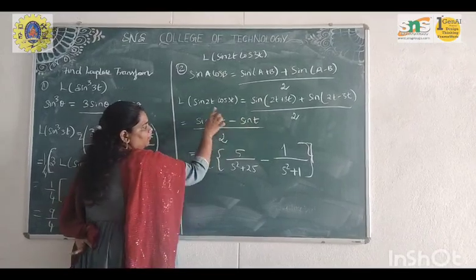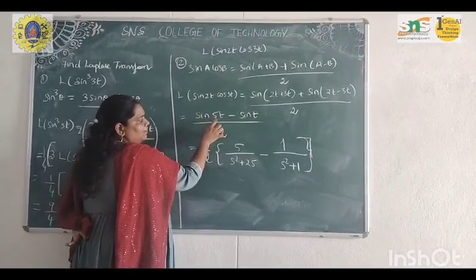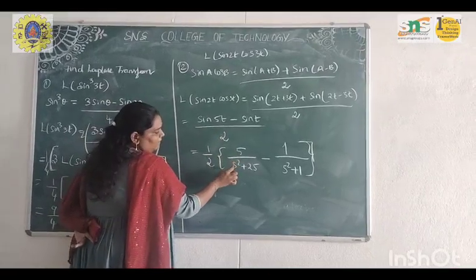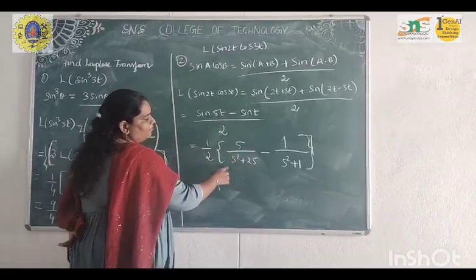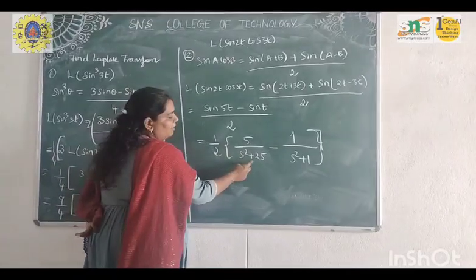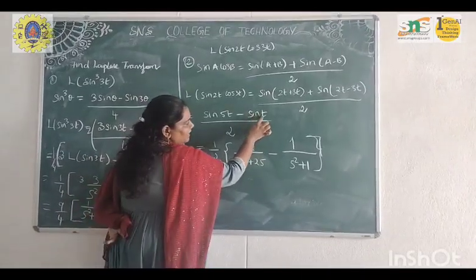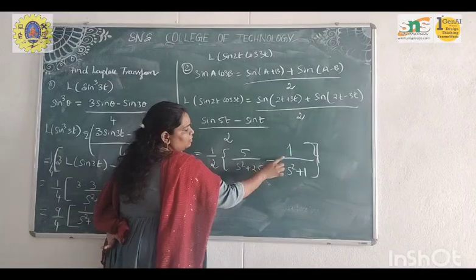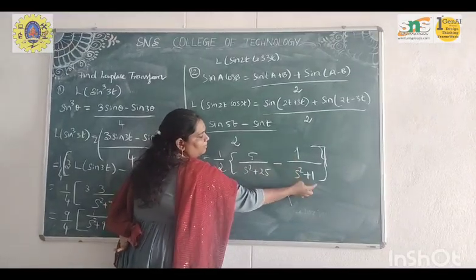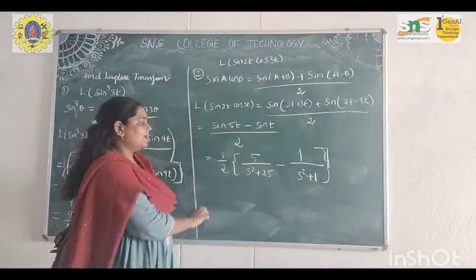So we know the formula for L of sin at, which is a divided by s squared plus a squared. So 5 divided by s squared plus 25 here. And for sin t, our a is 1. So 1 divided by s squared plus 1. This is the answer for the sum.